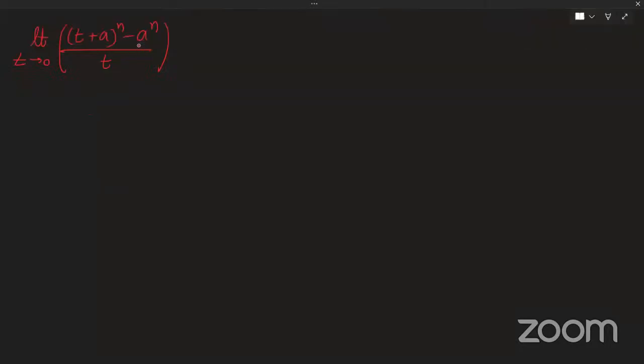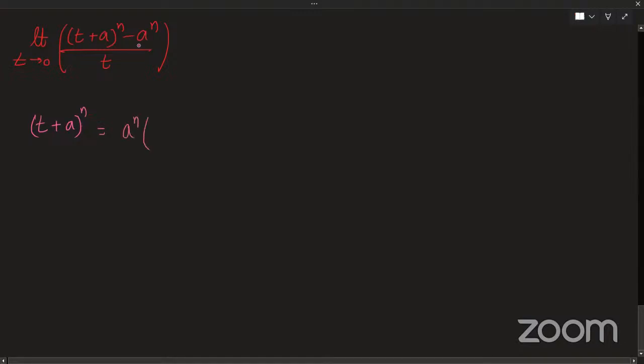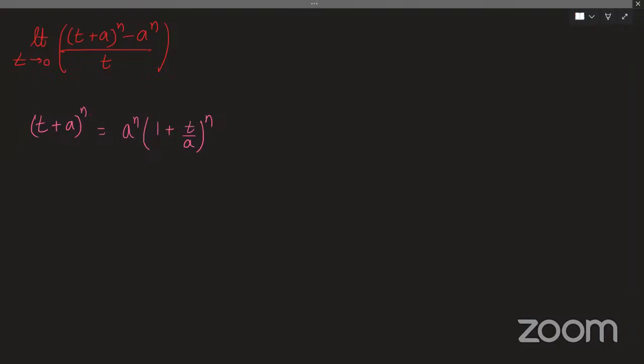So for this, just a very small trick. I have (t plus a) whole raised to n. I can take a common from this, so it will turn out to be a raised to n into (1 plus t by a) whole to the power of n. Is this correct, everyone? Yes, sir.